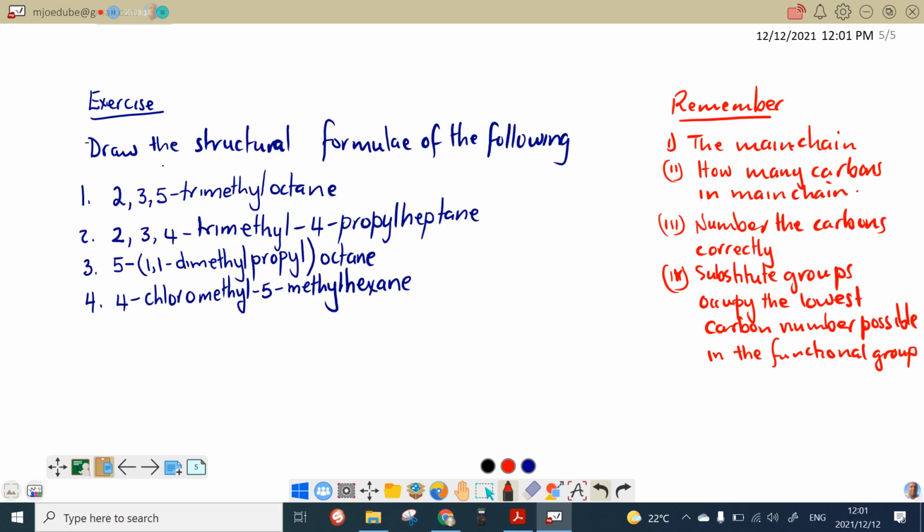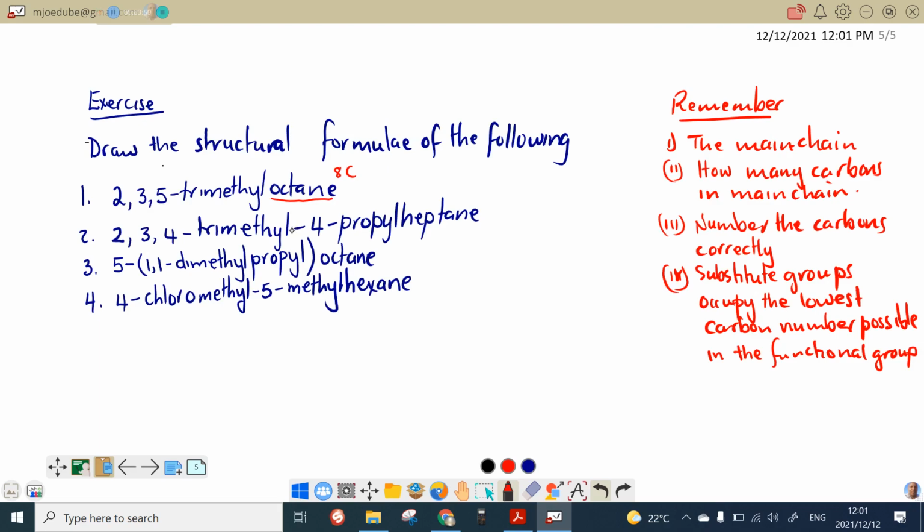All right, so I'll look at the first example. In the first example, you have a simple question that says draw the structural formulae of the following, which is 2,3,5-trimethyloctane. The first thing you need to do is identify your main chain. Our main chain in this example is the octane. Octane has how many carbons? You know that there are 8 carbon atoms in the chain. So that's what you would need to represent.